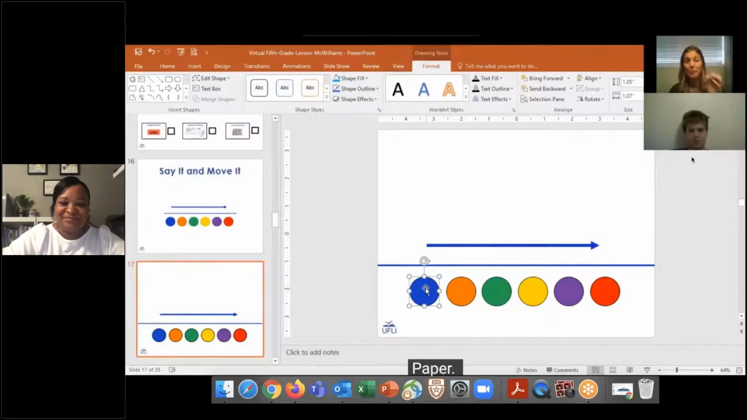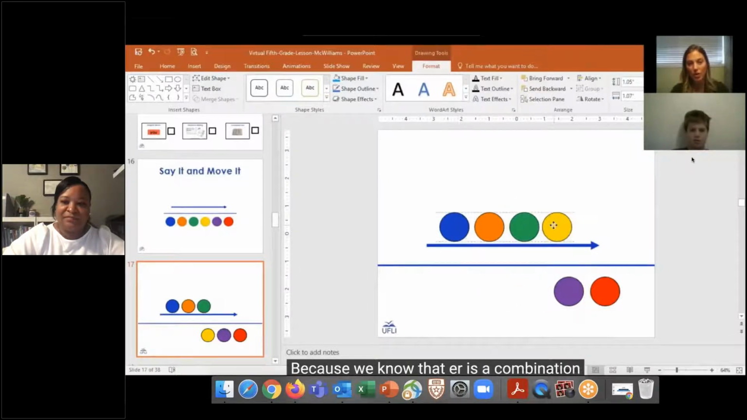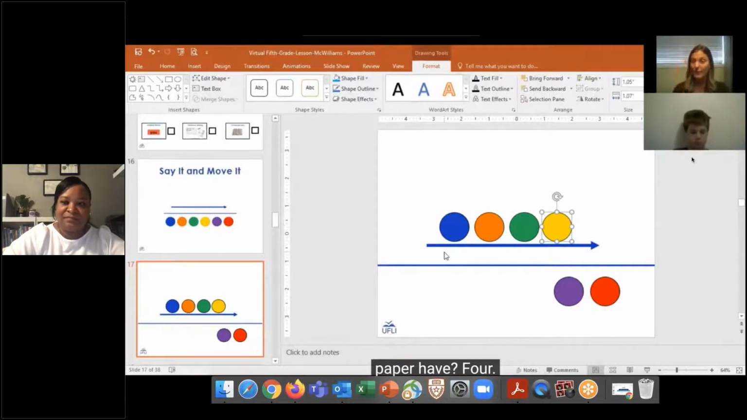Paper. Paper. Okay, here we go. Let's do it with our fingers first. A. Okay, let's do it with the circles. A. Good. Because we know that is a combination sound, right? So how many phonemes does paper have? 4. Okay, very good. What if we wanted to add a sound to that, like papers?